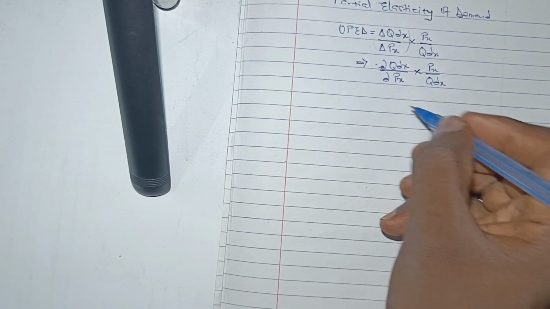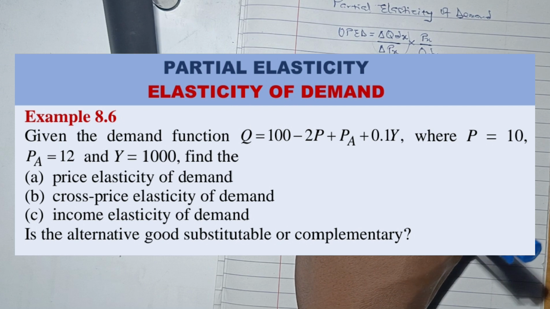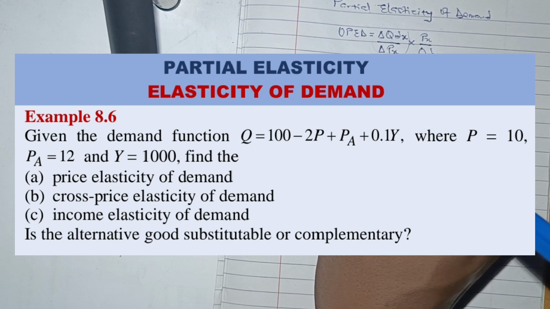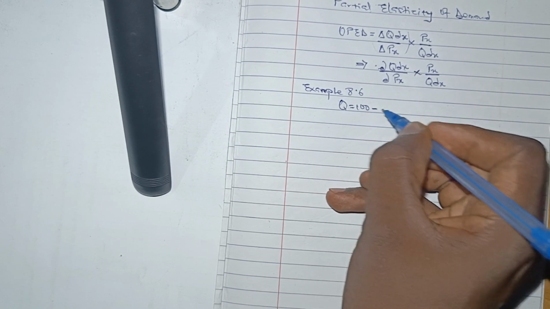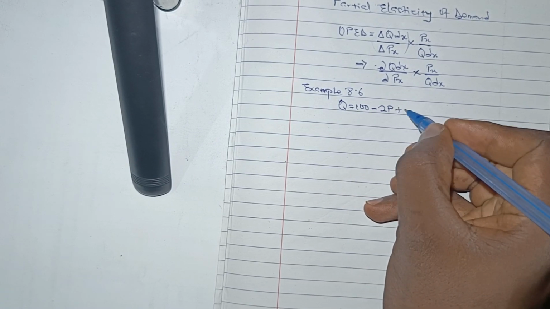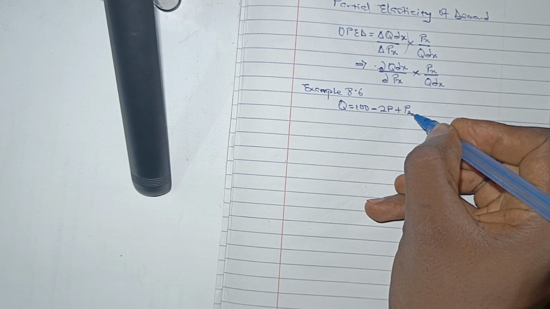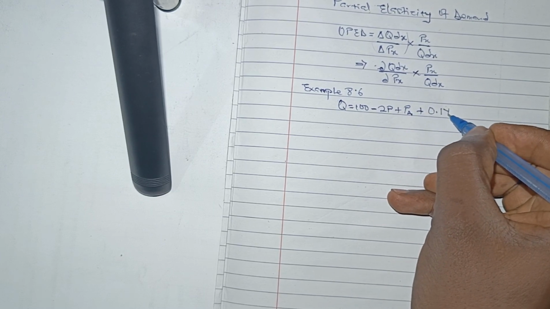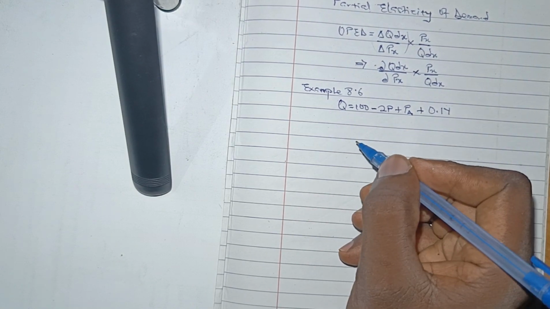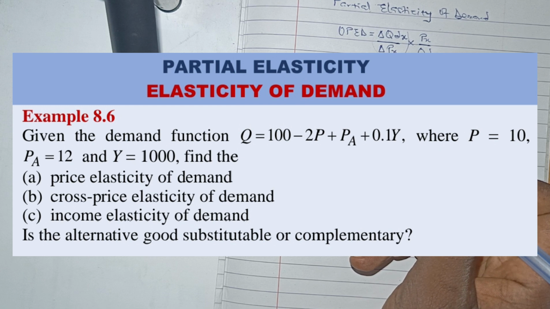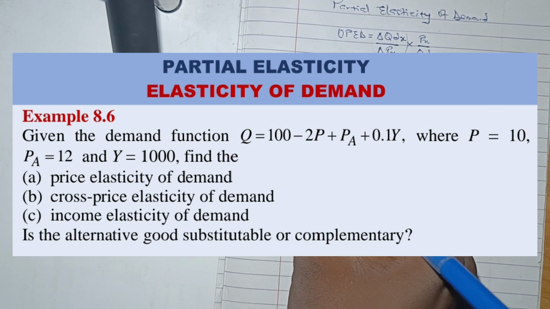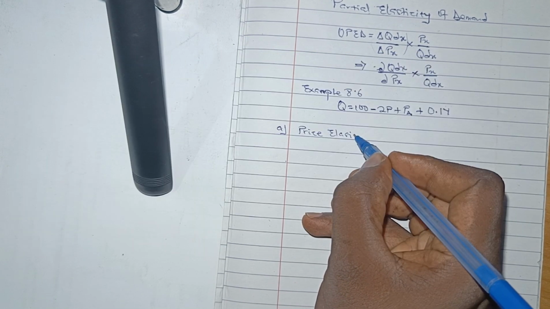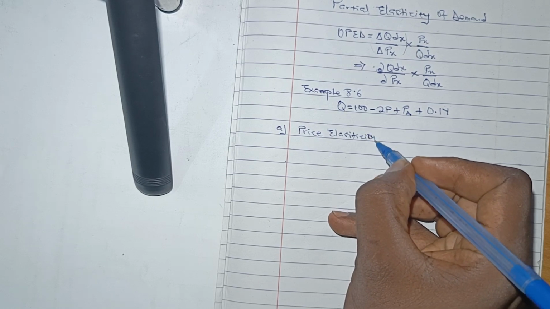So this is example 8.6. We were given this demand function: Q equals 100 minus 2P plus PA plus 0.1Y. In the question, they're saying that P equals 10, PA equals 12, and Y equals 1000. We are supposed to find (a) the price elasticity of demand.